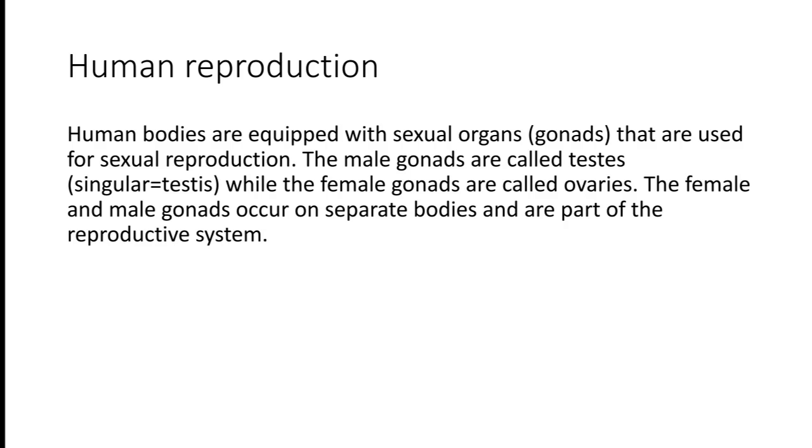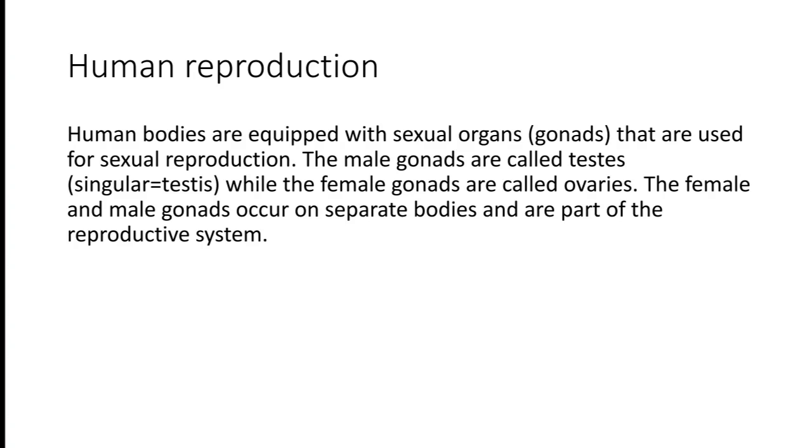So the male gonads are called testes, singular testis, while the female gonads are called ovaries. So in males, we're going to find testes. In females, we're going to find ovaries. And these two are vital in the process of reproduction. Otherwise, these two are collectively known as gonads. So we've got the male gonads, known as the testes, and the female gonads, known as the ovaries. The female and male gonads occur on separate bodies and are part of the reproductive system.